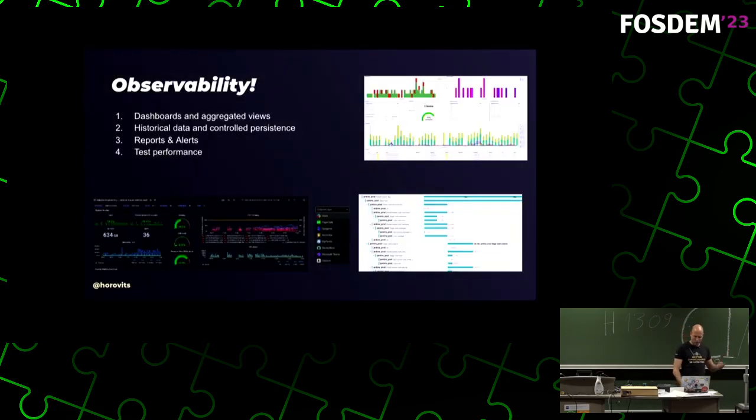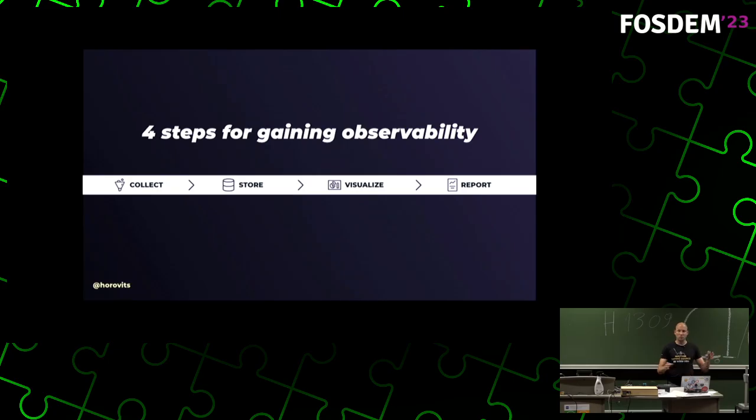As I mentioned, we wanted dashboards and aggregated views to see across pipelines, across different branches over time, and so on. We wanted historical data and controlled persistence off of the Jenkins servers to determine the duration and retention of that data. We wanted reports and alerts to automate as much as possible. And lastly, we wanted test performance, flaky tests, and so on. You saw how we achieved that in four steps. If there's one thing to take out of this talk, take this one.